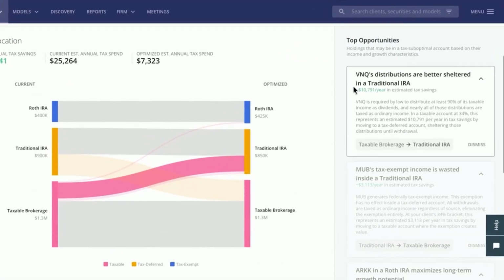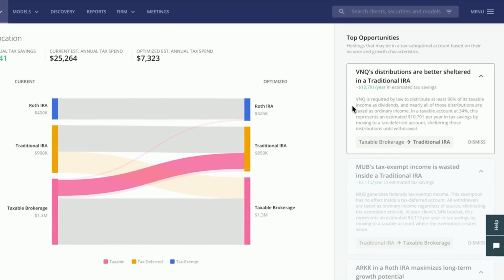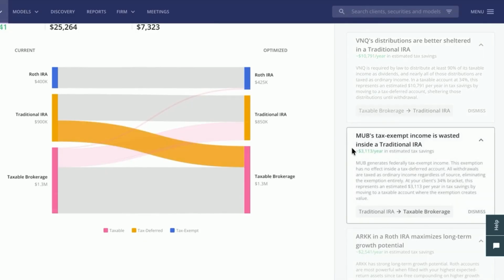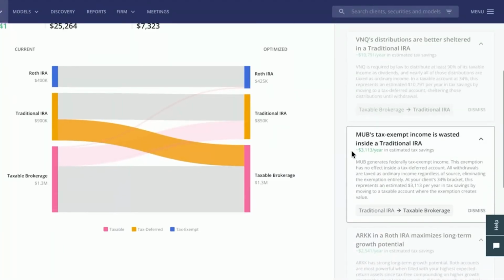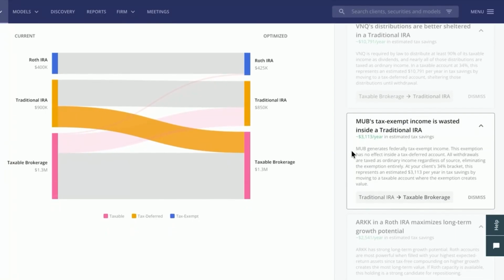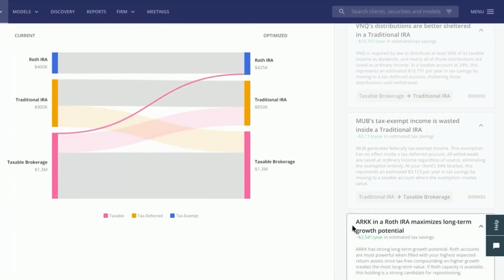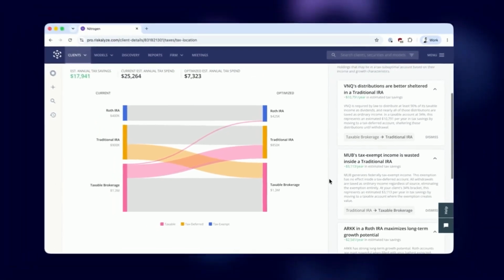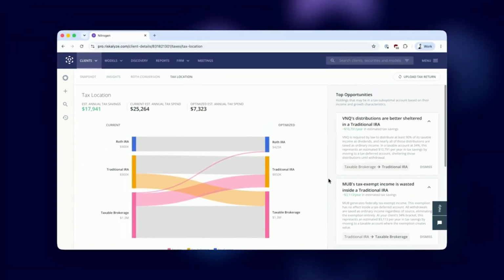One move at a time, their REIT fund is throwing off ordinary income in the taxable account. Sheltering it in the IRA would save them money every year. Meanwhile, there are municipal bonds sitting inside the IRA where the whole tax advantage is wasted. Those belong in the taxable account. And their highest growth fund? That's a prime candidate for the Roth, where their compounding is never taxed at all. Every card gives you the holding, the recommended account, the estimated annual savings, and a plain English explanation you can read to the client word for word.